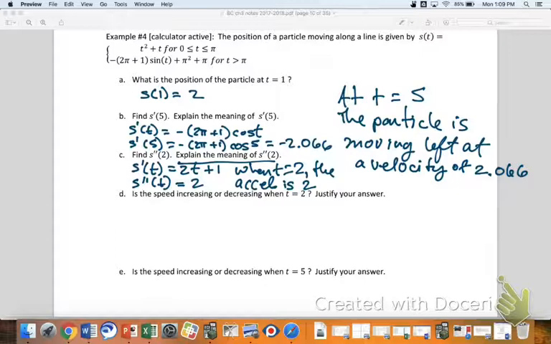Okay, still doing all right? Okay, so then d is the speed increasing or decreasing when t equals 2. This is the thing we finished with last time. What are the two things we have to compare if we're trying to answer a question like this? Velocity and acceleration.